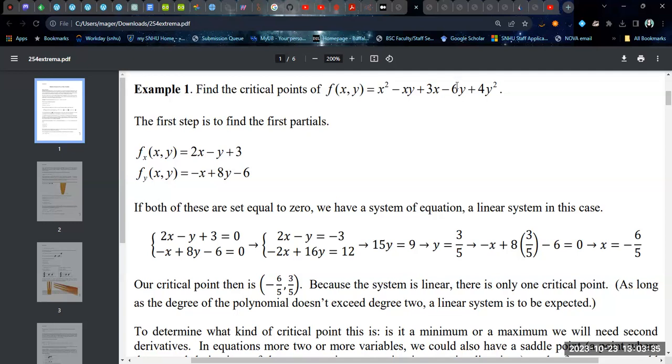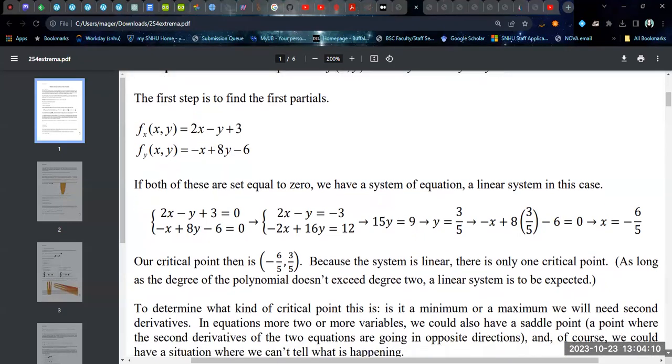Now, if we take our first set of partial derivatives, the derivative with respect to x is going to be 2x minus y plus 3, and then all of these terms go to 0. The partial derivative of f with respect to y is going to be negative x. This one's 0, that one's 0, minus 6, and then plus 8y. Now, to get the critical points, we set both of these equal to 0, and we need both of them to be 0 at the same time. So we're solving a system of equations.